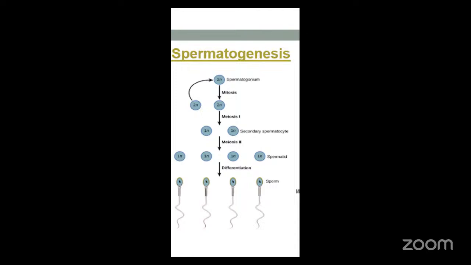So in the end, the result is what? At the end of spermatogenesis, each spermatogonium will give rise to 4 sperms. So this is all about spermatogenesis.